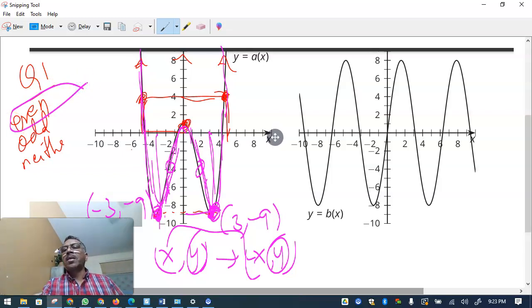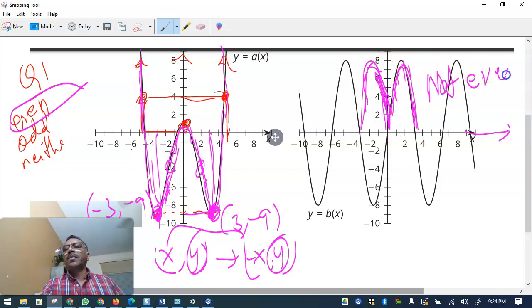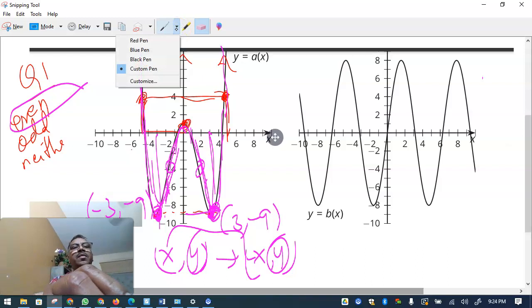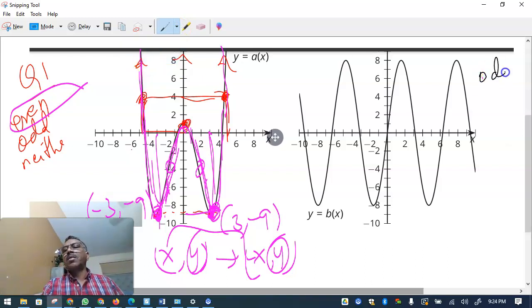But the second one, what about here? Let's just imagine, if I want to reflect this, this will go on the other side this way. See? So you don't get the same graph again. So that's why this is not going to be even. So this is not an even function. But the question is, is it an odd function? How do you know this is an odd function?